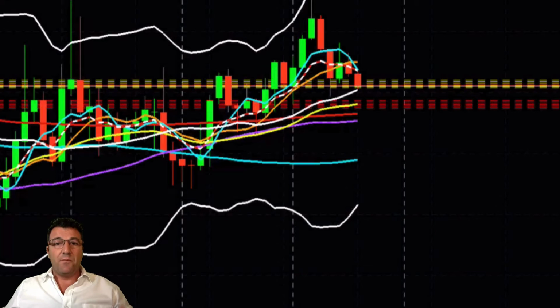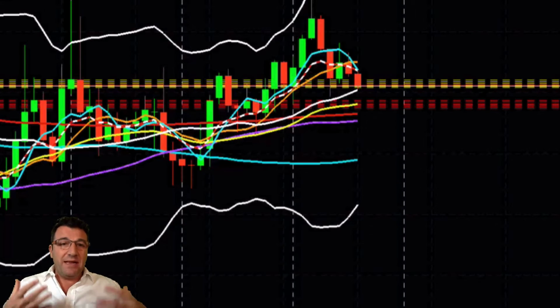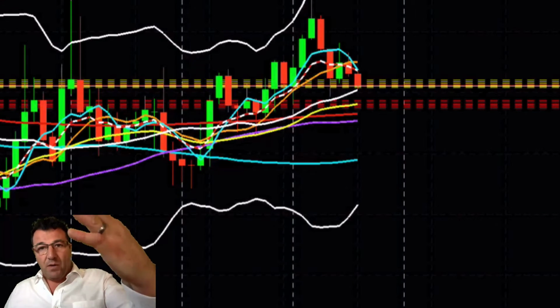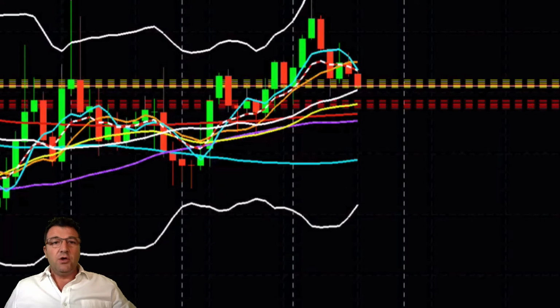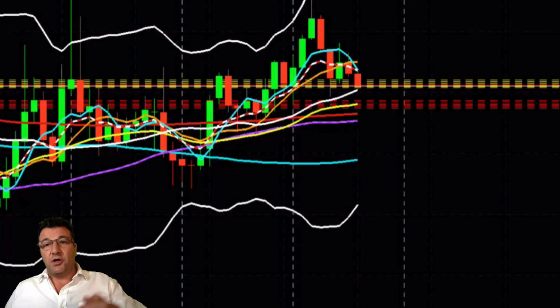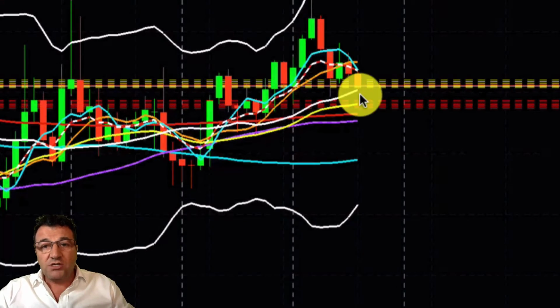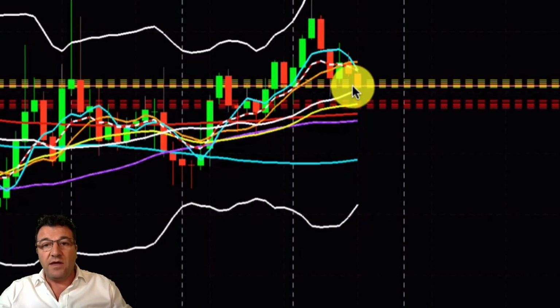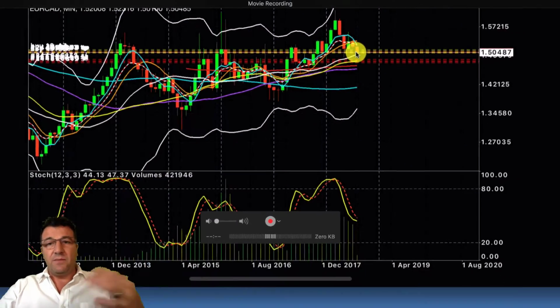When you say you want to buy the currency, you're basically betting that the currency is going to go up. Okay. When you sell the currency, you're basically betting that the currency is going to go down. So over here, there are lots of orders going off. Some people are buying, some people are selling.